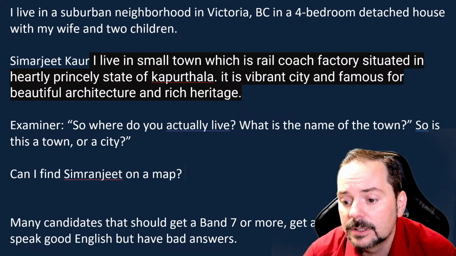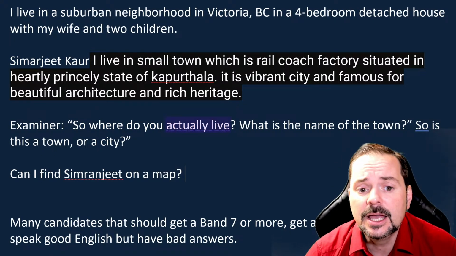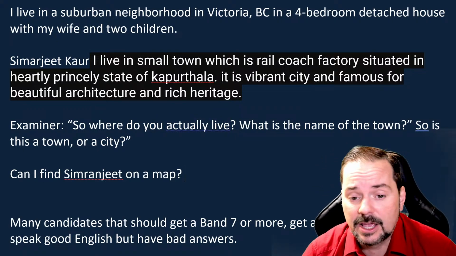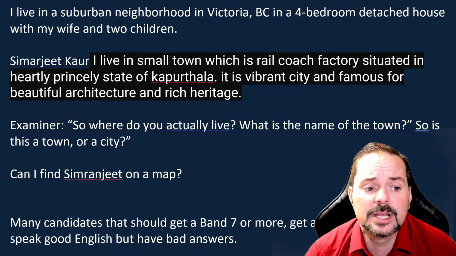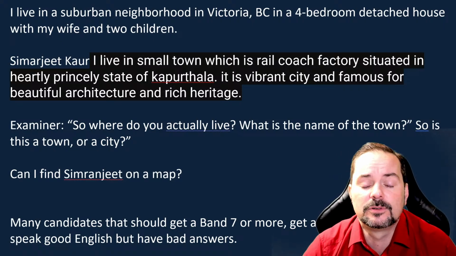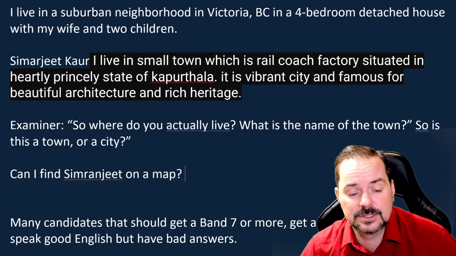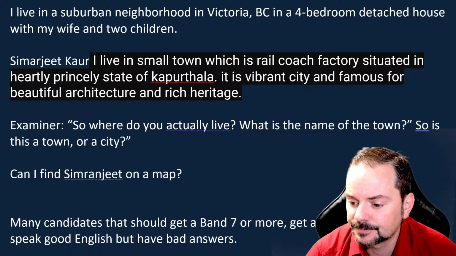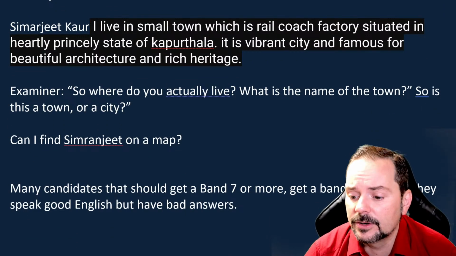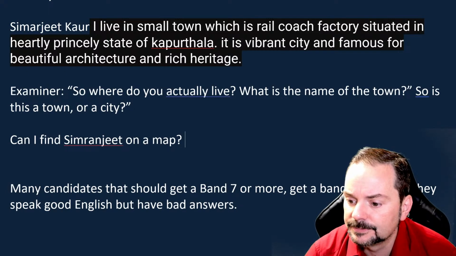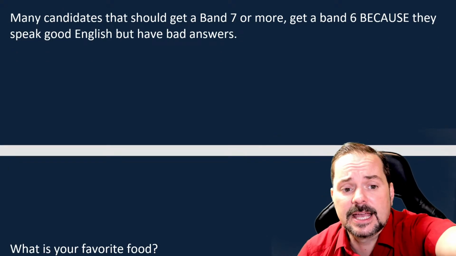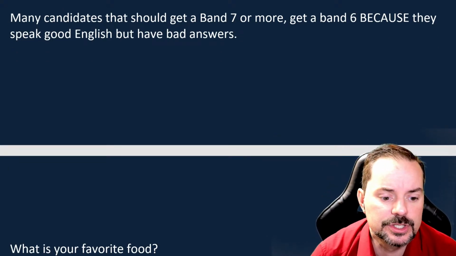Simranjit, if you're there, I would love for you to try this answer again and then put down, like, I live in a small town called this, in a 1-bedroom apartment. It's situated in the princely state of Kapurthala. It's a vibrant town famous for its beautiful architecture and rich heritage. And then I would be like, okay, that's where you live. That's what's going on. Okay? And so coherence is very, very important. Okay? Very important. The better the examiner can actually understand you, the better your score is going to be.